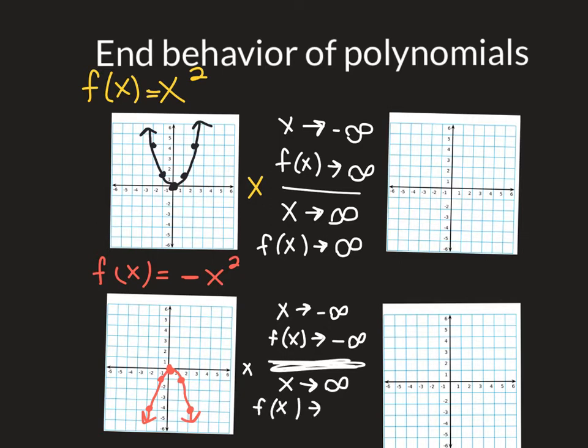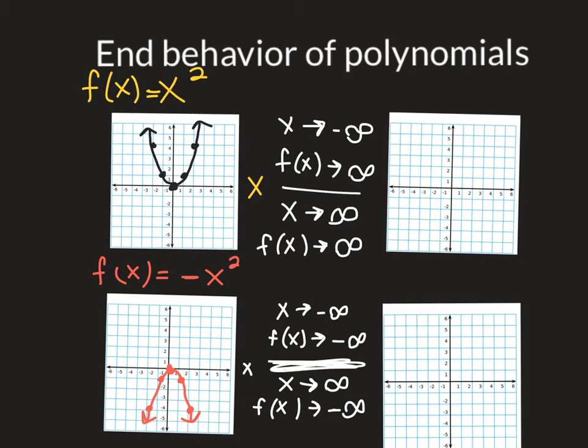Okay, so as I look further and further to the right, what's happening with the y values of the graph? Are they going up or down? Well, it's going down when I look to the right. Okay, so that means my f of x is going to approach negative infinity. So one more time real quick. As my x's go to the right, the f of x's or the y's go down.